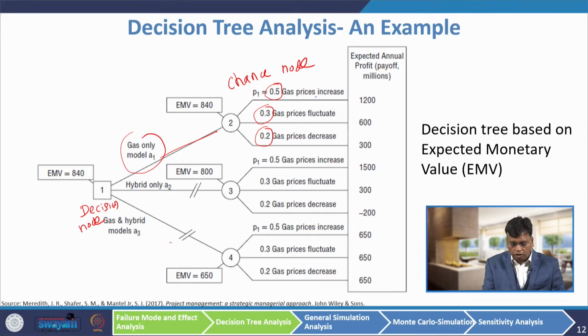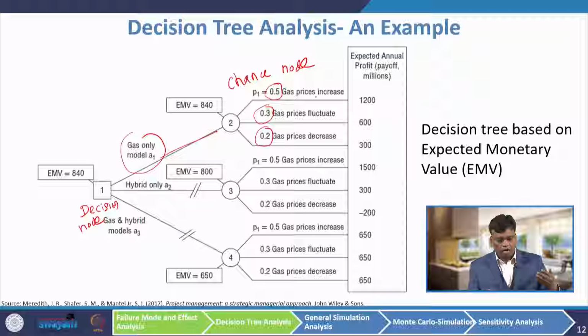Similarly, for the third alternative, a company can go for manufacturing gas and hybrid models. In that case, look here, the probability is the same for all these three actions, whether it is gas only, hybrid only, or gas and hybrid, because the market condition of the price of the gas is independent of our actions. The values at the end of the branches represent the expected annual profit.